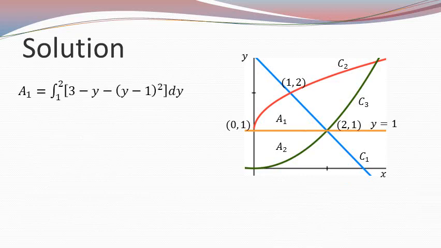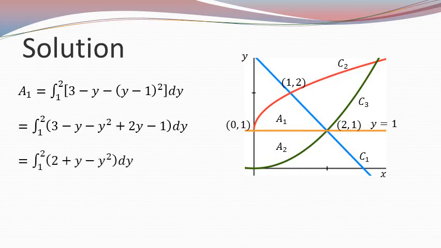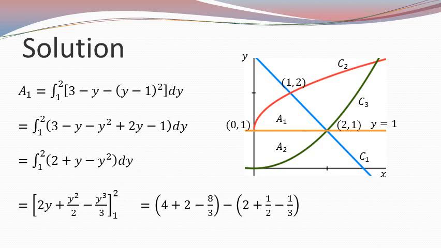So A1 would be this integral. So we have taken the upper curve and subtracted the lower curve from that, and we are integrating with respect to y from 1 to 2. Now we can just expand the terms here like this and group them to get this integral. Now this is relatively easy to integrate, so we get this. Now putting the upper limit and the lower limit, we find that we have this number, which is 7 by 6. So this is the value of A1.